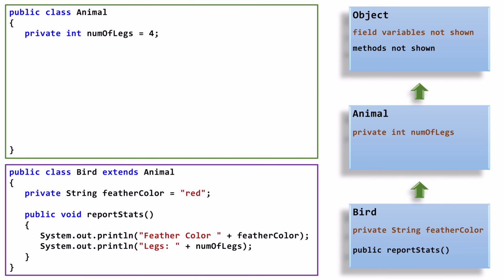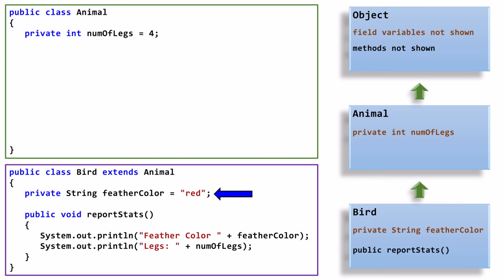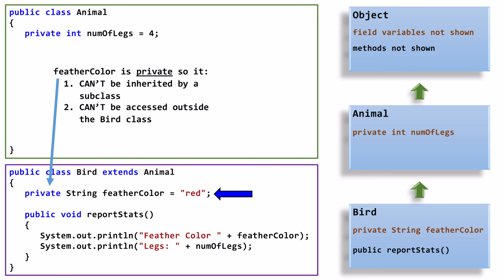Let's take a look at these two classes here, animal and bird. Animal has a private field, num of legs. Since num of legs is private, it can't be inherited to a subclass and can't be accessed outside the animal class. In our subclass bird, we have another private field, feather color, which wouldn't be inherited to a subclass of bird and can't be accessed outside the bird class.